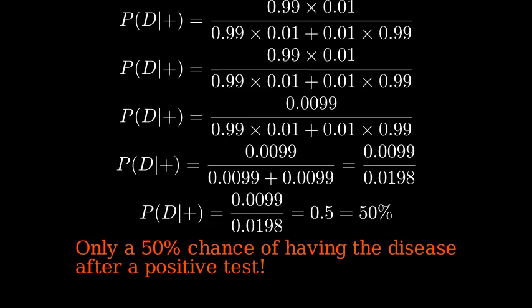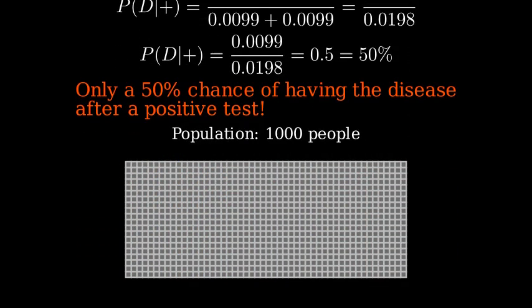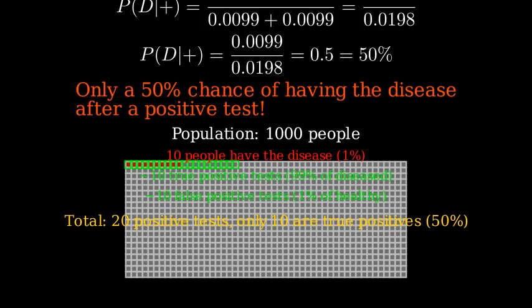Let's visualize this with a population grid to make it more intuitive. Imagine a population of 1,000 people. Since the disease prevalence is 1%, 10 people have the disease, and 990 people don't. Of the 10 people with the disease, the test correctly identifies 99%, or about 10 people. Of the 990 people without the disease, the test incorrectly identifies 1%, or about 10 people, as positive. So out of 20 total positive tests, only 10 are true positives. That's exactly the 50% we calculated using Bayes' theorem.